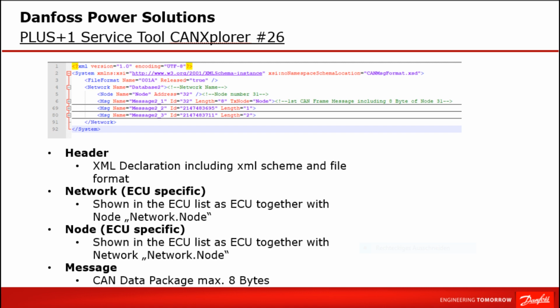The next, or for us the first, element inside the XML file which requires our attention is network, which acts as the main ECU name listed in the ECU list in Service Tool together with a node. Like for a Danfoss controller with one bus and node 2, it will be displayed as 0, 2.